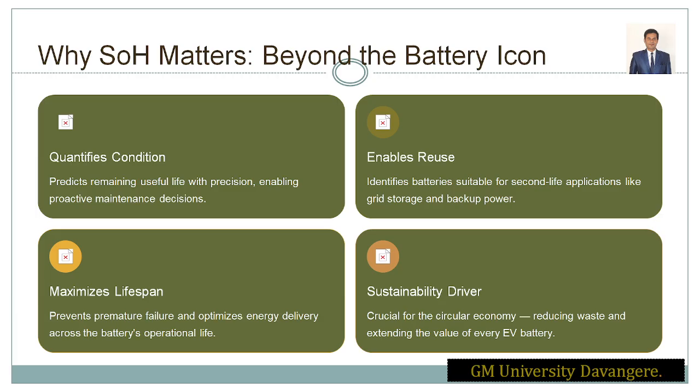So this is the remaining useful life, right? In the remaining useful life, the SOH is around 80%, which means 20% is already gone. If the SOH is around 70%, it means that 30% of the life is already gone, and the remaining life will be around 70%. That is how the SOH is calculated, right?